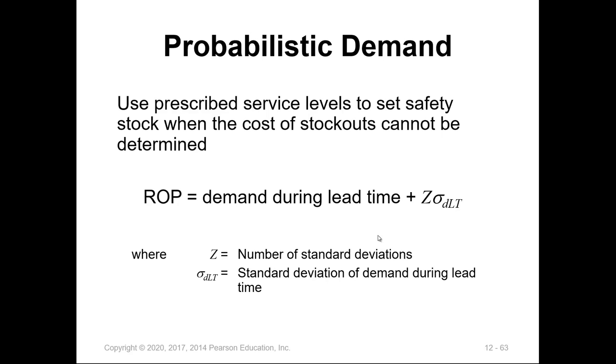With the normal distribution and knowing the standard deviation of demand during lead time, and when the cost of stockout cannot be determined, we can use prescribed service levels to set safety stock. Based on that, the reorder point can be calculated by adding the Z sigma to demand during lead time. Z is the number of standard deviations, and the sigma DLT is the standard deviation of the demand during lead time.